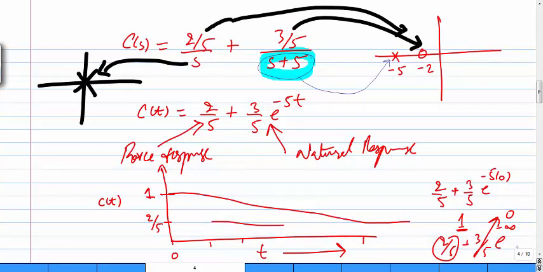Now this is the response due to the input, and this is because of the transfer function. So this is known as the natural response, and this is also known as the forced response. Now if you plot it, this is what you get, and you can easily calculate this by putting t equal to 0 to get this point, and t equal to infinity to get this point, and you know that this is an exponential decay. Just make a decay and you easily plot the response.